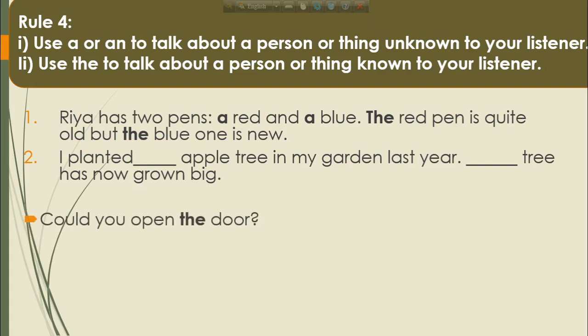Now, suppose you are in a room and someone says, could you open the door? Now you know which door you are told to open: the door of that room. So here the is used to mean the specific or known thing. When we say the girl in the white dress is my sister, the girl who is wearing the white dress is my sister. Here the girl is known to the listener, so we use the definite article the.